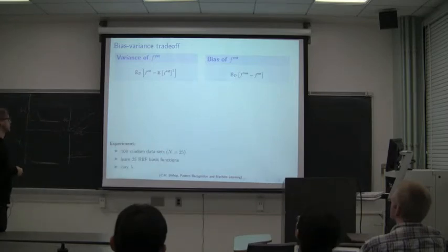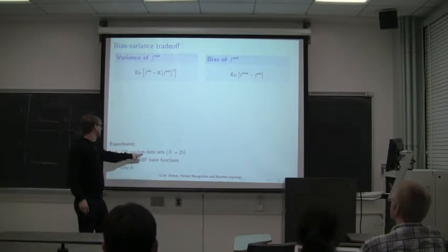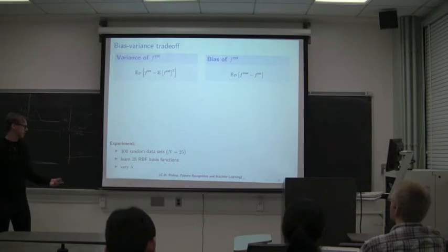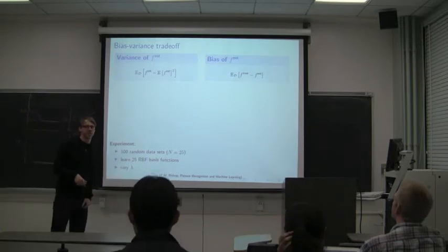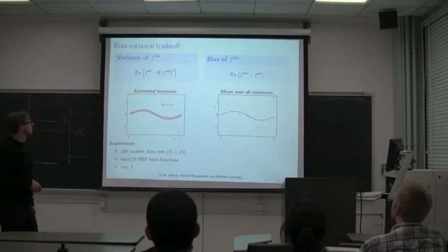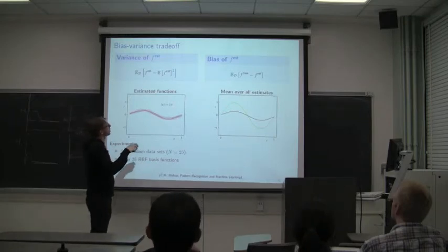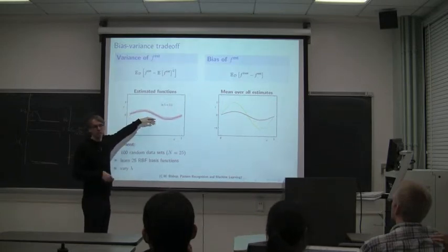Let's do an experiment to get an idea what bias and variance mean. I create 100 random data sets, each with 25 samples, and now I use 25 of these radial basis functions and use different lambdas. If I have one lambda value which is pretty large, so the log of that is 2.6, then I get functions that are all pretty close together.